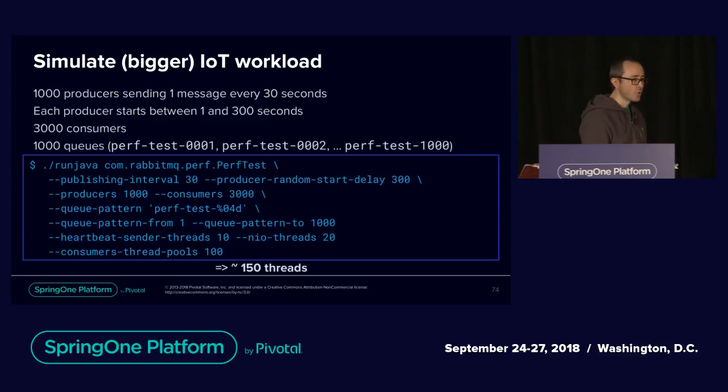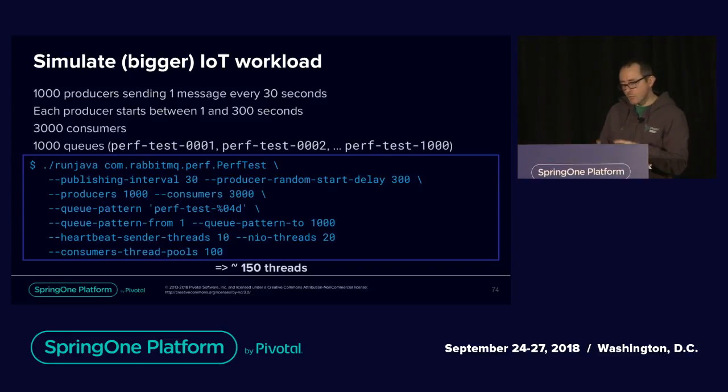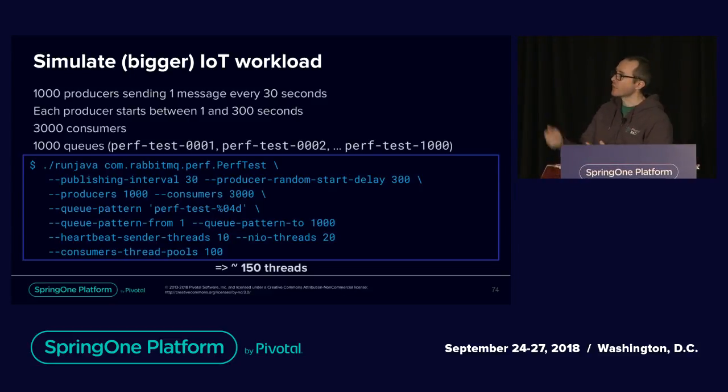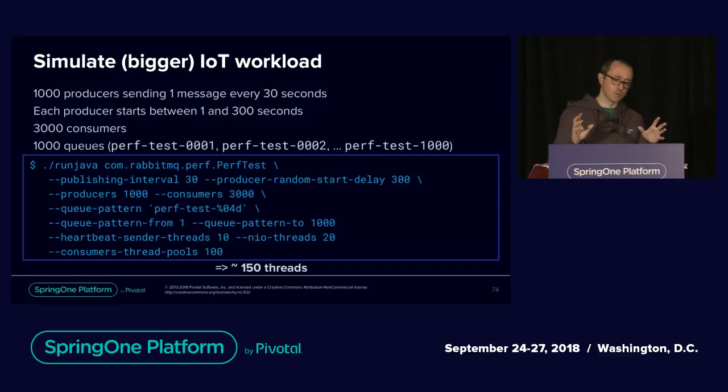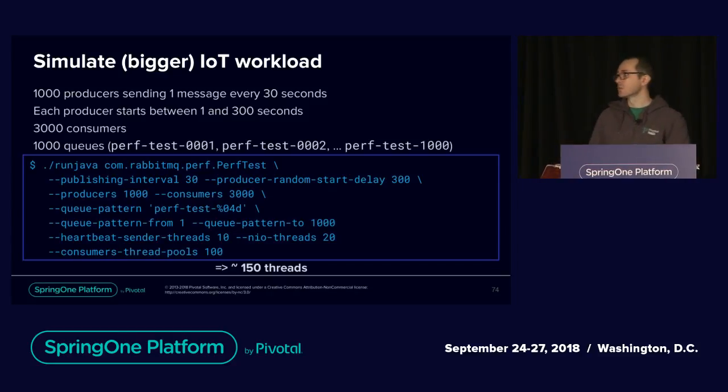Same thing for the consumers. They don't do much in themselves. They just get a message every like 30 seconds in this case. So we just use a 100 thread pool in this case. So we reduced here the number of threads significantly with only 150 threads approximately.